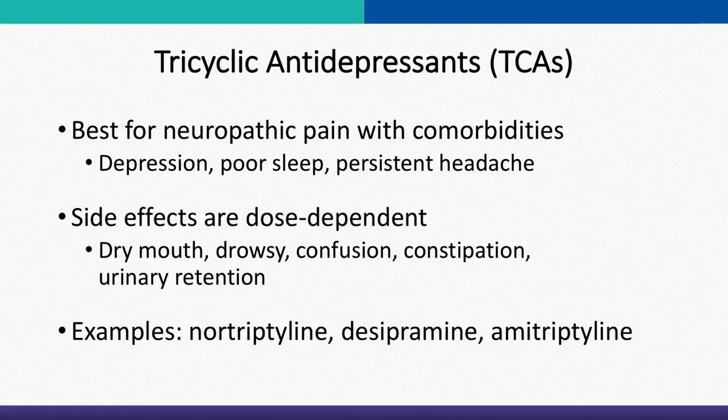Tricyclic antidepressants, or TCAs, are commonly used for the treatment of neuropathic pain and are best when used in the presence of comorbidities, such as neuropathic pain with depression or neuropathic pain with poor sleep. The side effects of this class of medication are dose-dependent, and this is why the lowest effective dose should always be used. The most concerning side effects with TCAs are anticholinergic effects, including dry mouth, drowsiness, confusion, constipation, and urinary retention. Nortriptyline and desipramine are usually recommended before agents such as amitriptyline, since they are less anticholinergic, resulting in less severe side effects.